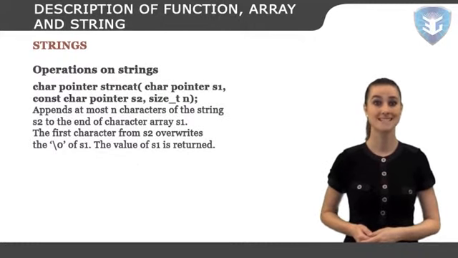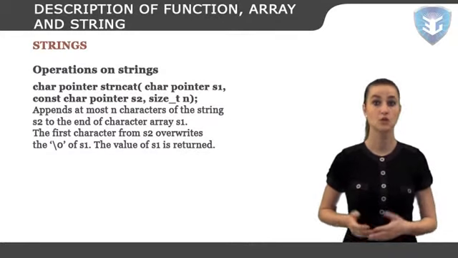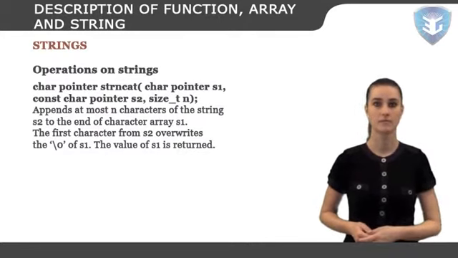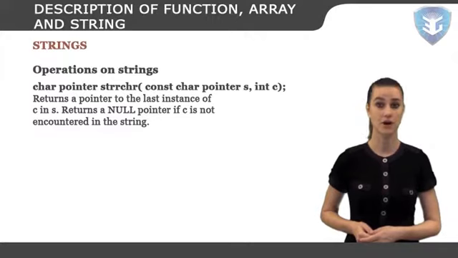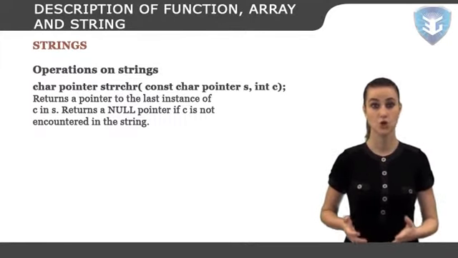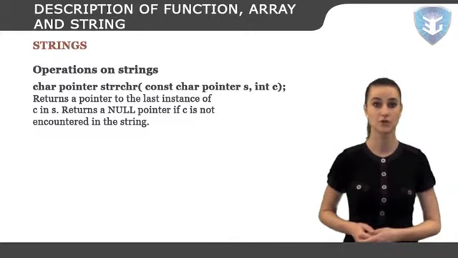char pointer strncat(char pointer s1, const char pointer s2, size_t n) appends at most n characters of the string s2 to the end of character array s1. The first character from s2 overwrites the \0 of s1. The value of s1 is returned. char pointer strrchr(const char pointer s, int c) returns a pointer to the last instance of c in s. Returns a null pointer if c is not encountered in the string.